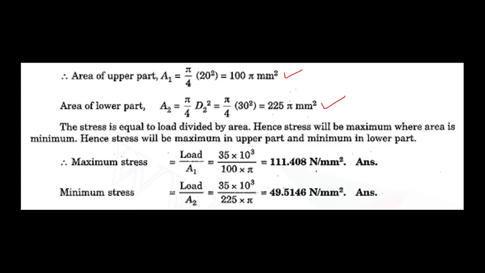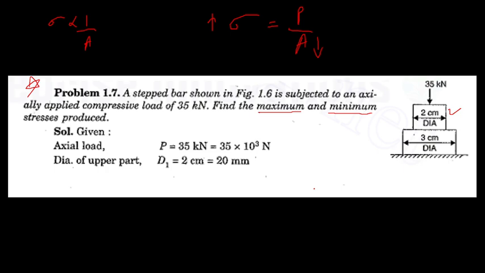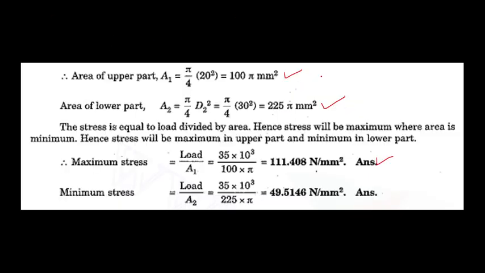So maximum stress load upon A1. This is the maximum stress. Minimum stress load upon A2. Why? If stress is to be minimum, area will have to be maximum. So the lower part of the body has maximum area. Stress will automatically be minimum. So you will get some value.